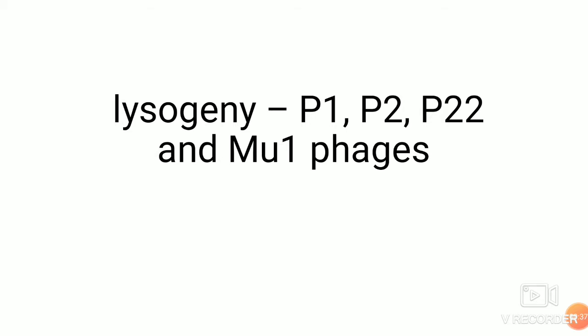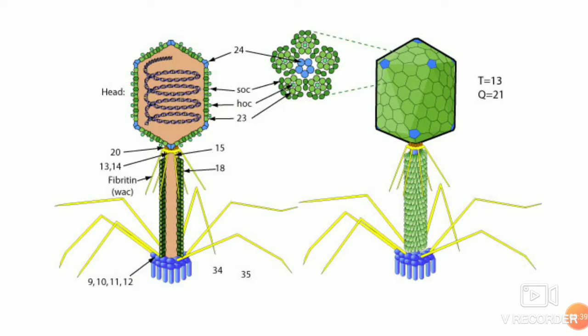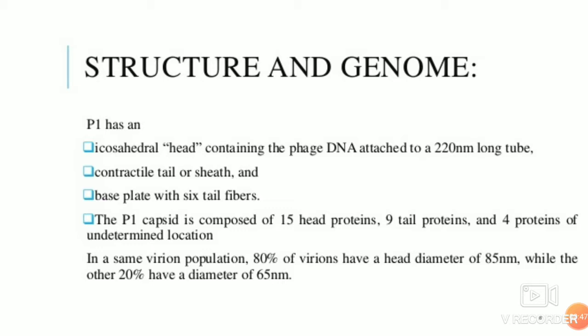Okay, first we'll start with P1 phage. P1 phage is an icosahedral phage with a tail and tail fibrils. It's an interesting phage. This phage has an icosahedral head containing the phage DNA. This whole head structure is 220 nanometer long. A tube tail is attached to the icosahedral head.